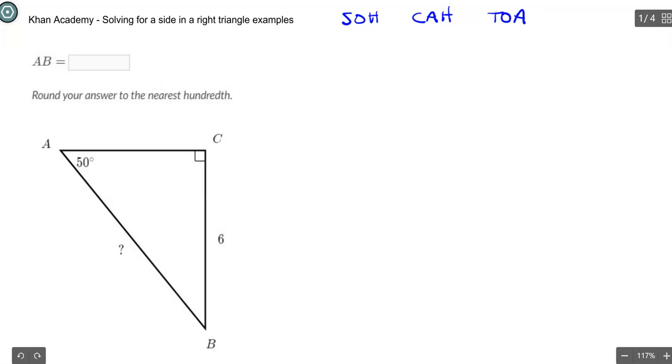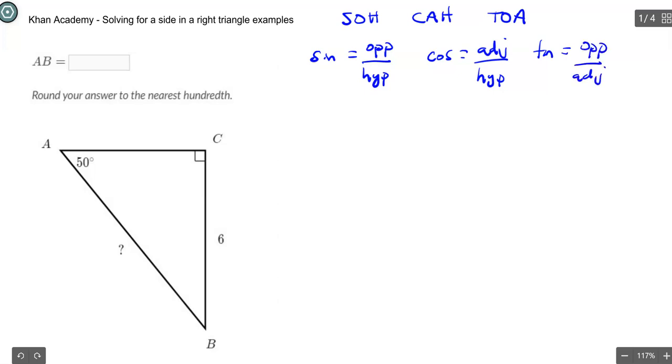SOHCAHTOA. And then just remember that the sine is the opposite leg over the hypotenuse. The cosine is the adjacent leg over the hypotenuse. And then the tangent is the opposite leg over the adjacent leg. So we need to make a decision on which ratio we're going to use. So ultimately we're trying to find the length of side AB.